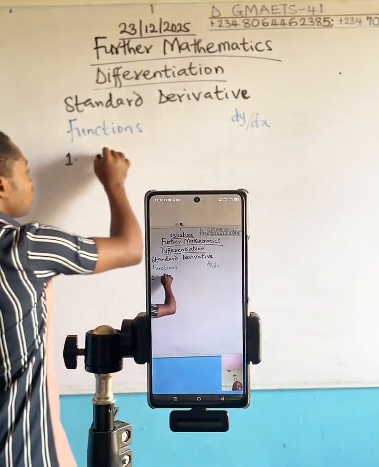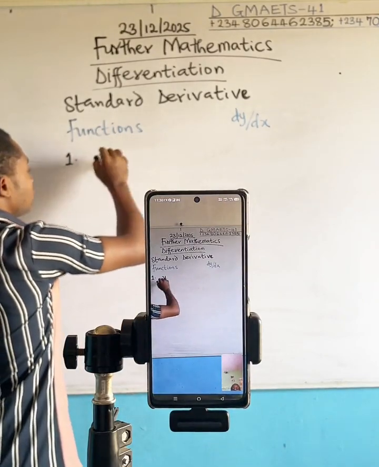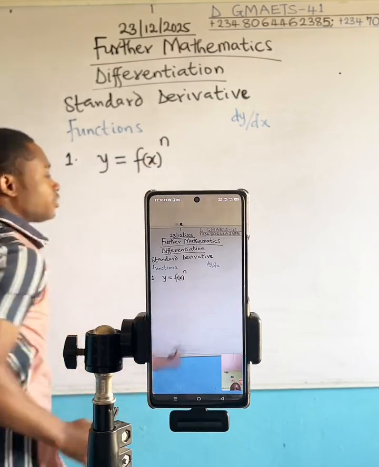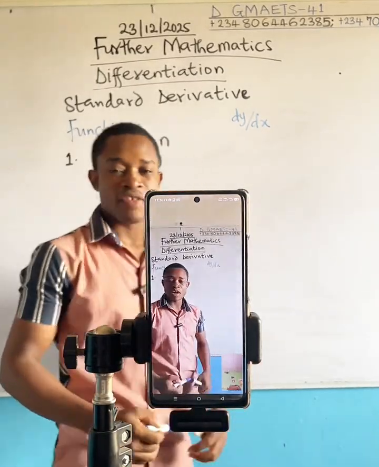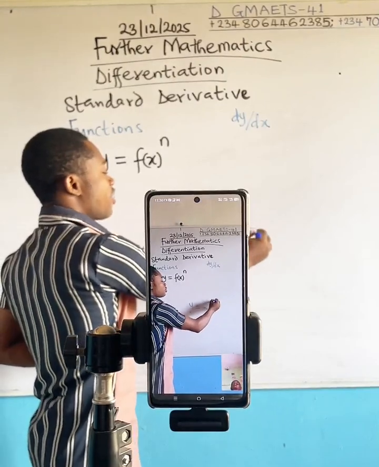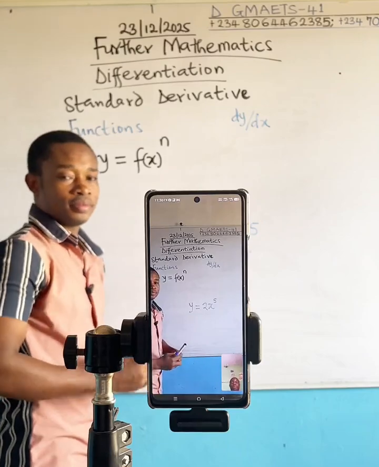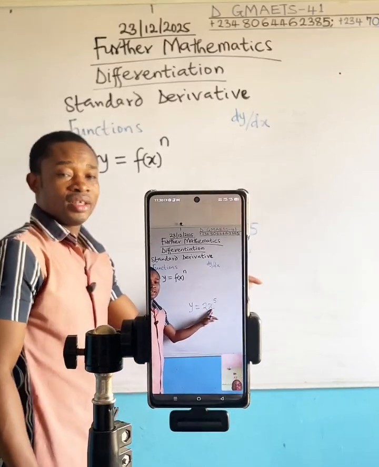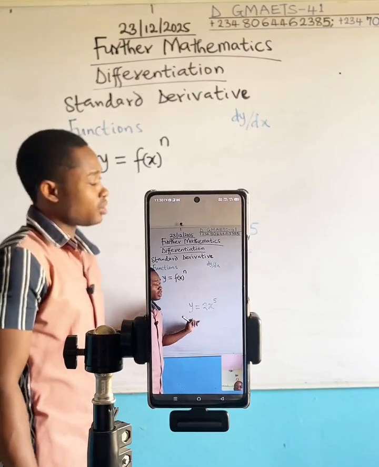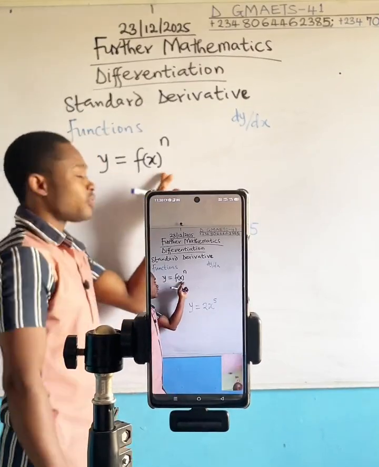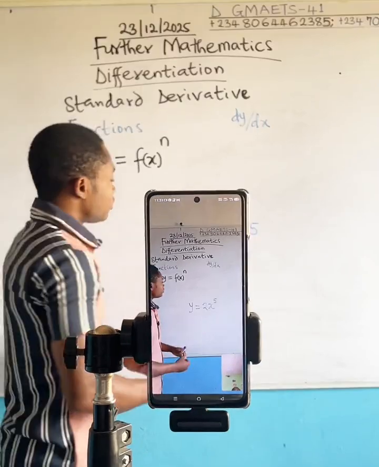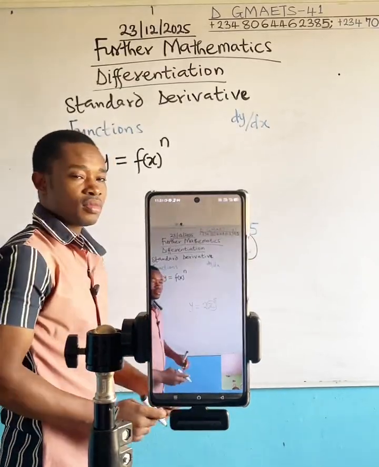So I have this y equal to f of x raised to the power of n. Somebody gives you y equal to f of x raised to the power n. For example, I give you y to be equal to, let us say, 2x raised to the power 5. This function is of this type. You can see a function of the independent variable. You see y depends on x here, so x is independent, y is dependent. So you notice that it follows this format. Your n, look at it, this power. This is our f of x, our function of x.